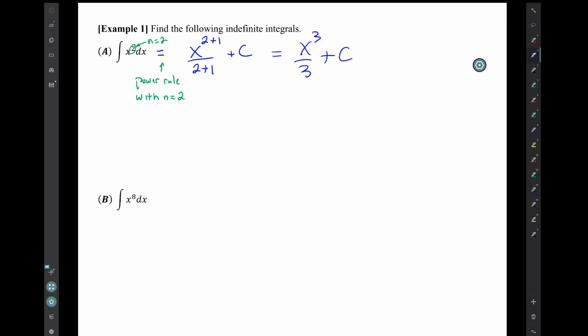Let's go on. Indefinite integral of x to the 8. Well, here we have a power function with n equals 8.